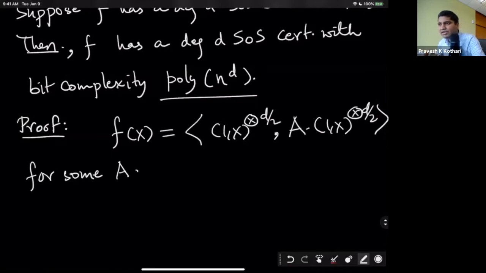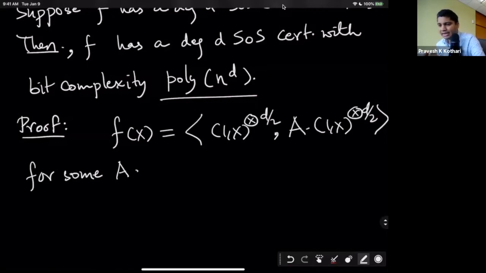Peter, is there a question? Yeah, Ines just had a question. He asks, can you trade off degree and bit complexity for certificates not over the hypercube? That's a good question, and it turns out that the answer is no.